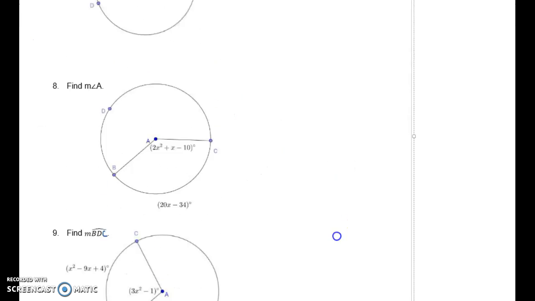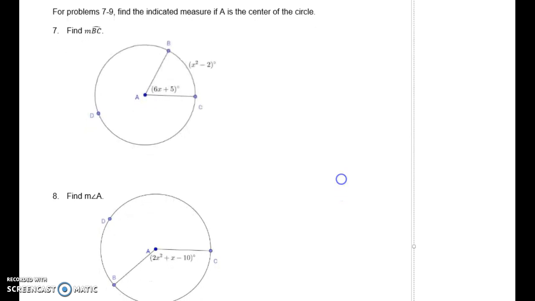On a problem like this, we want to find the measure, let's do this one here, the measure of arc BC. Start with a basic one. We have the measure of angle BAC, which is our central angle. It's 6x plus 5. And then we have the minor arc BC, which is x squared minus 2. Because the central angle and the arc that it intercepts are exactly the same, I'm just going to set these equal to each other: 6x plus 5 equals x squared minus 2. And then I'm going to solve for x so that I can plug it in for BC.